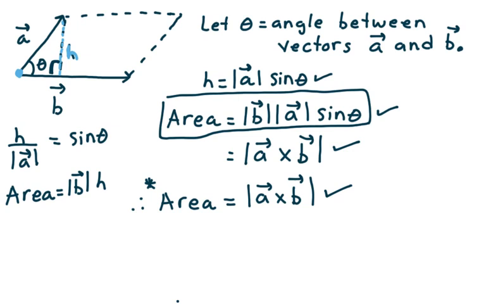And that's going to conclude this video for section 12.4. And we took a look at the area of a parallelogram. We took a look at a formula for the magnitude of the cross product, among other things. So, all right. Thank you.